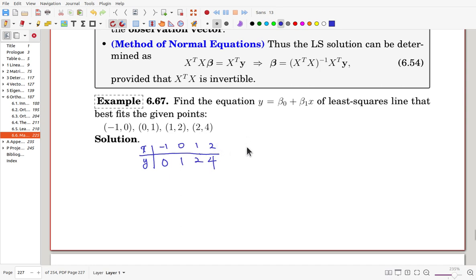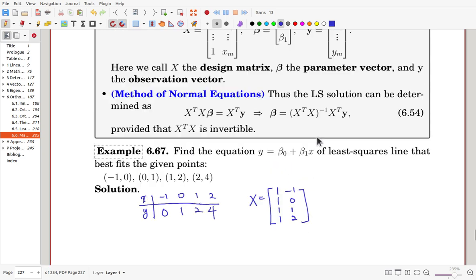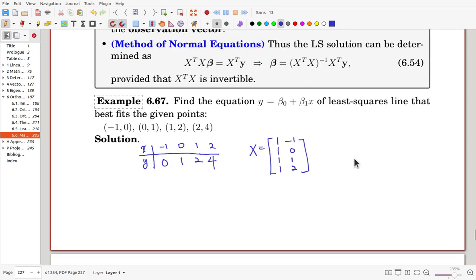For this one, X, the design matrix, has all 1 for 4 points in the first column, and the collection of x values -1, 0, 1, and 2. And the right side vector, y here, the observation vector, is the collection of y values. That is, we have from here 0, 1, 2, 4. Right? Okay.